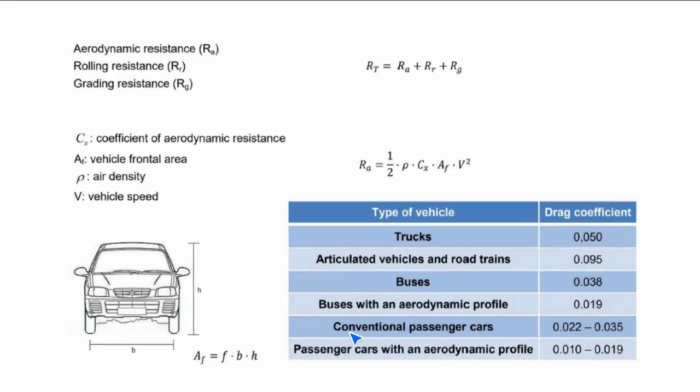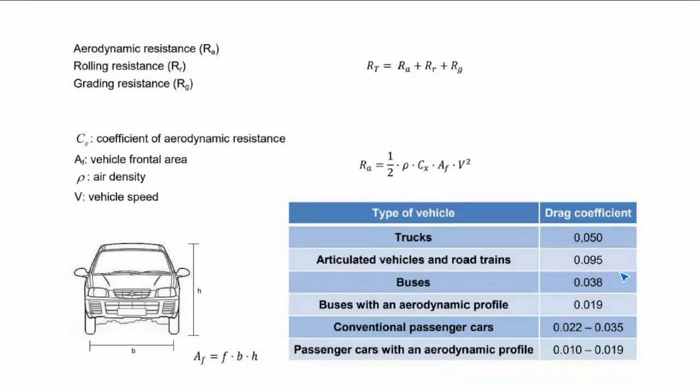And also probably you will design conventional passenger cars. It means 0.022 or so, it's variable in this interval up to 0.035. I think you can select, for example, 0.035. Also, another one, passenger cars with aerodynamic profiles, special cars. You can regulate it as 0.01 and 0.19. Okay, it's very important. Now we start with the aerodynamic resistance calculation.